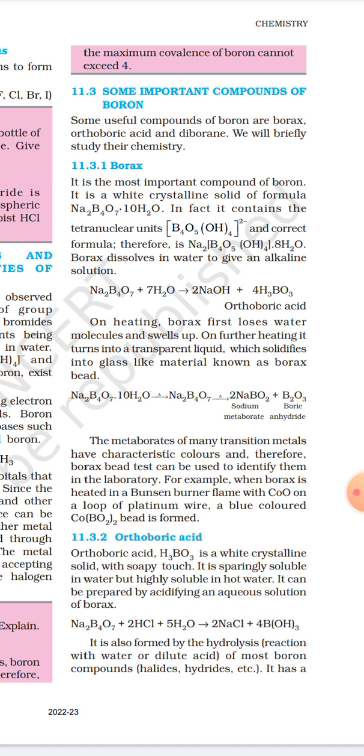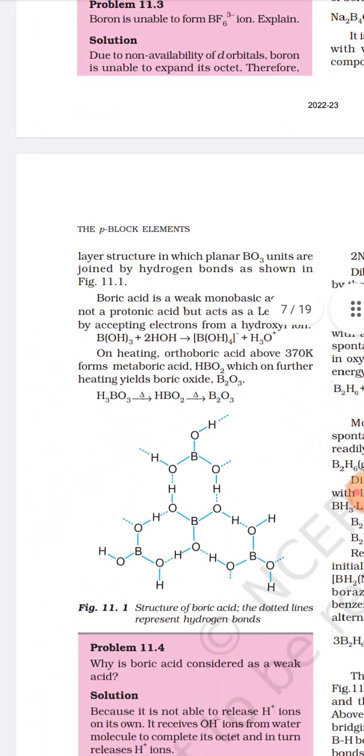Orthoboric acid. Orthoboric acid is a white crystalline solid with a soapy touch. It is sparingly soluble in water but highly soluble in hot water. It can be prepared by acidifying an aqueous solution of borax. It is also formed by the hydrolysis of most boron compounds, halides and hydrides. It has a layer structure in which planar BO3 units are joined by hydrogen bonds.